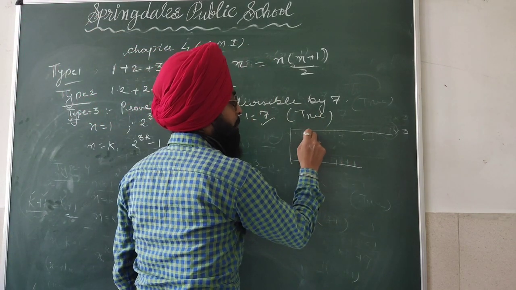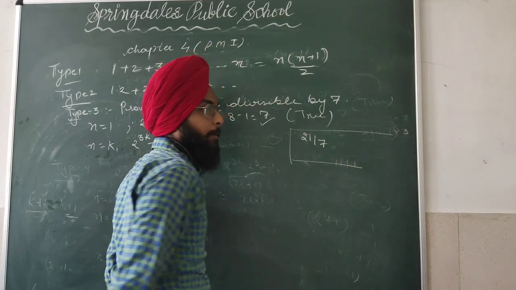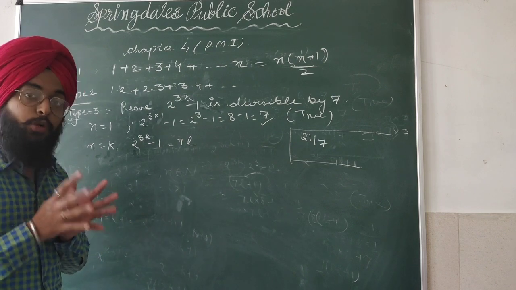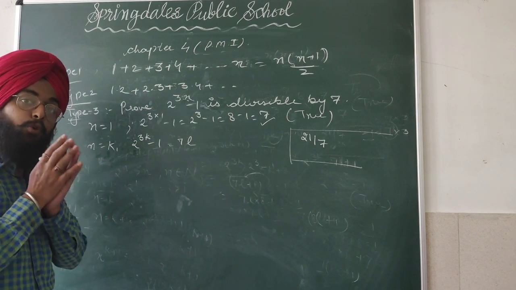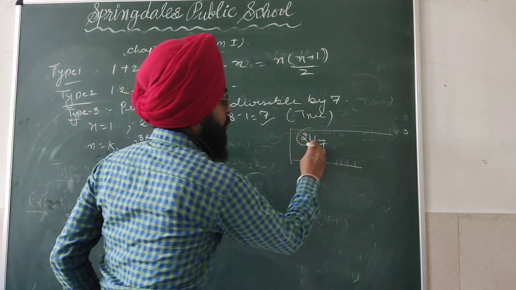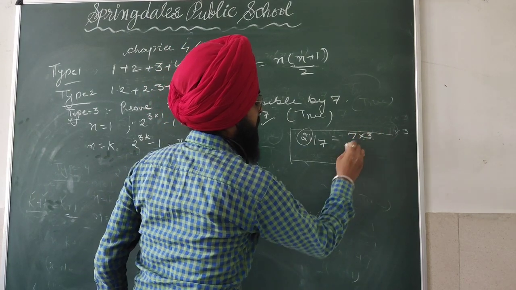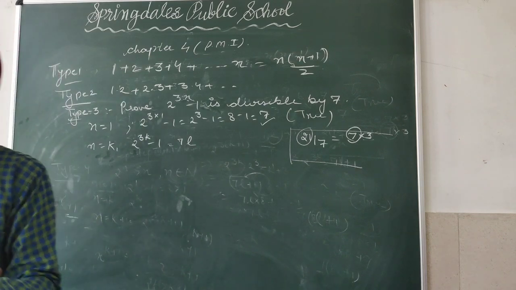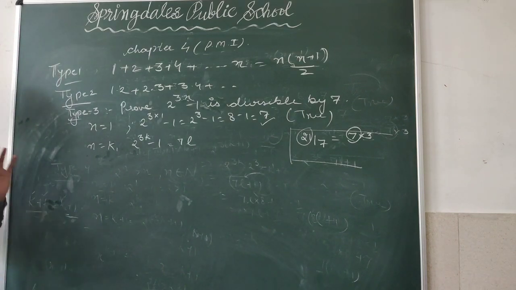If any term is divisible by 7, suppose 21 is divisible by 7, then if 7 divides 21, that means the term lies as a multiple of 7. What can we write 21 as? 7 into 3. So the term that 7 divides must be a multiple of 7. If it is not a multiple, this implies it cannot divide it. If any number is divisible by another, that number must be in a multiple form of that number.